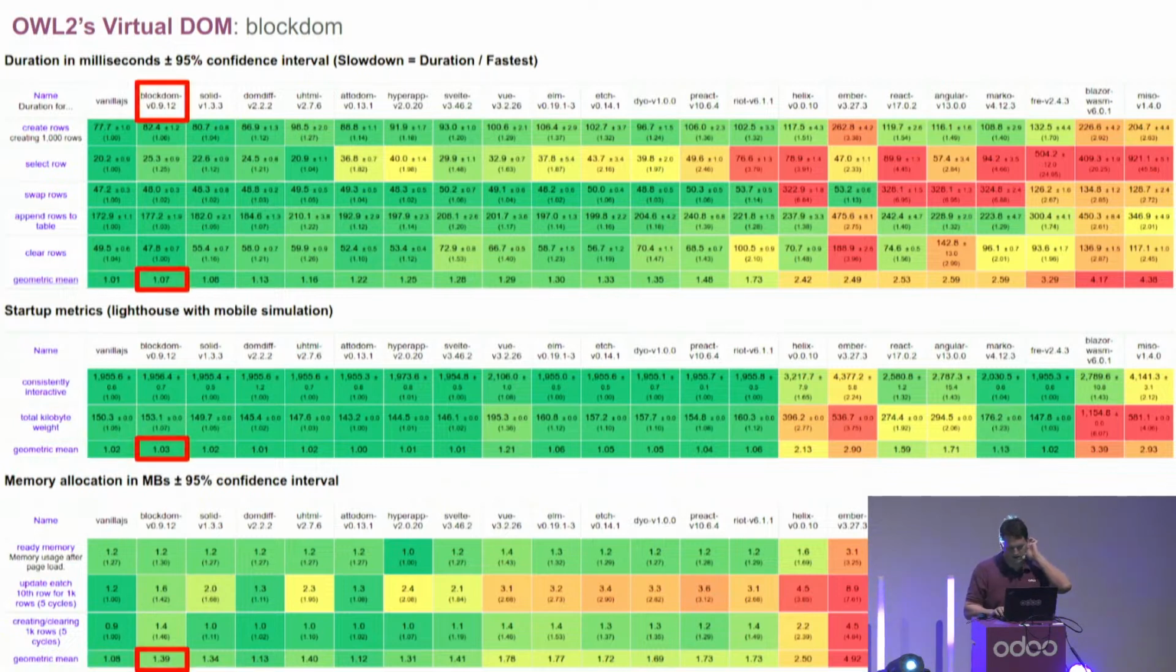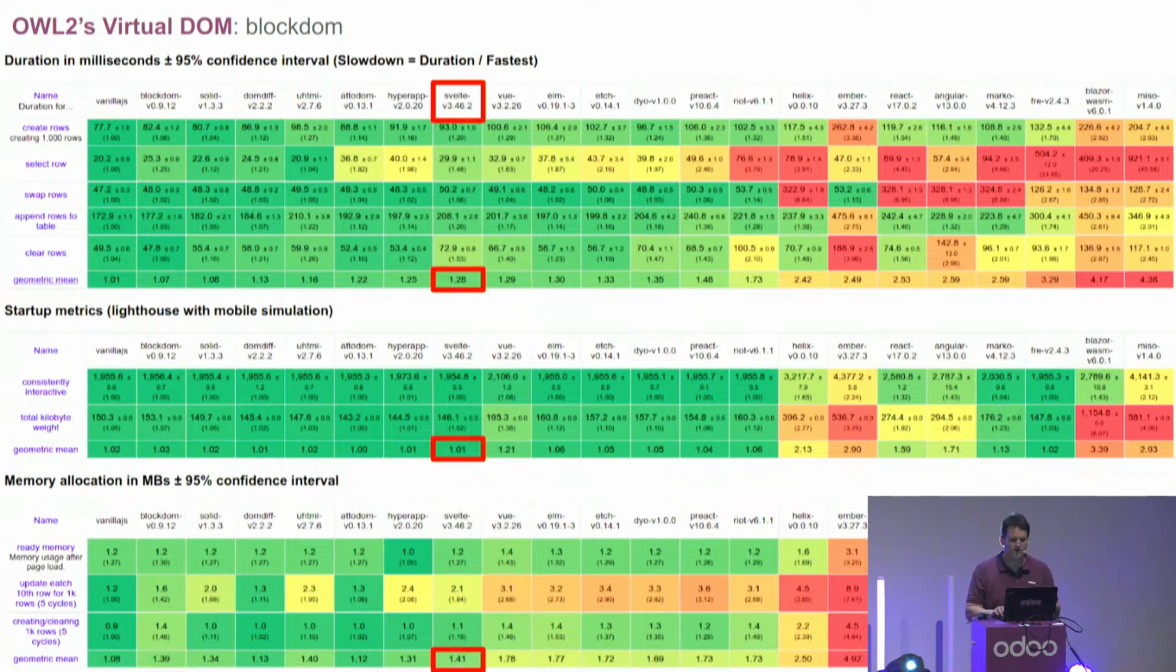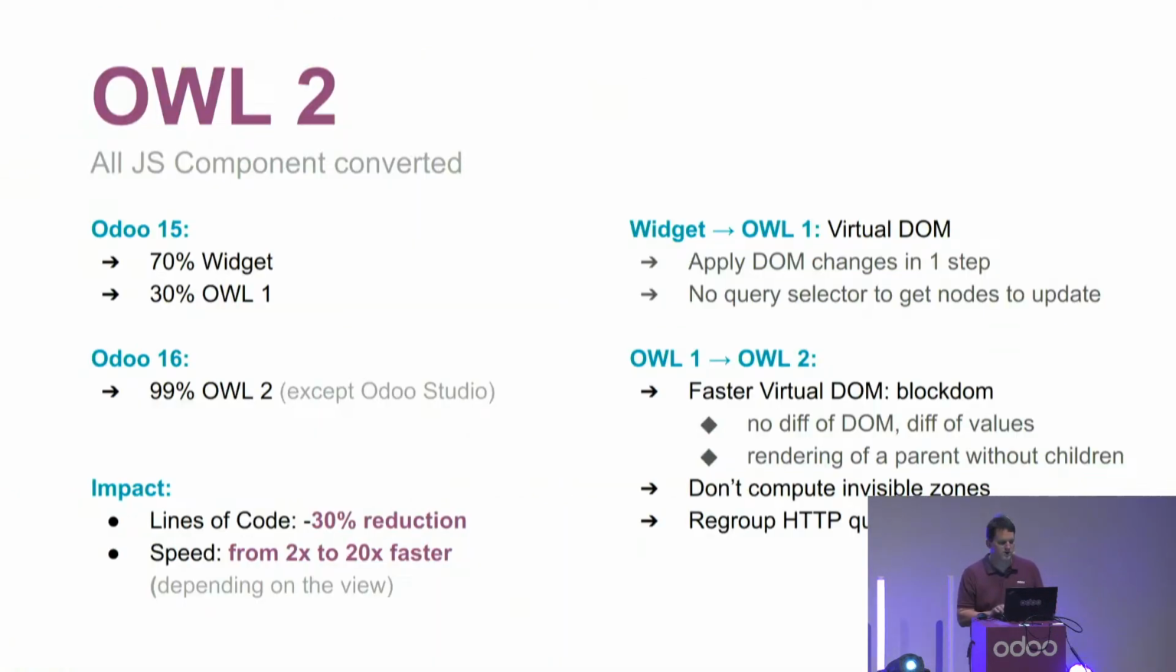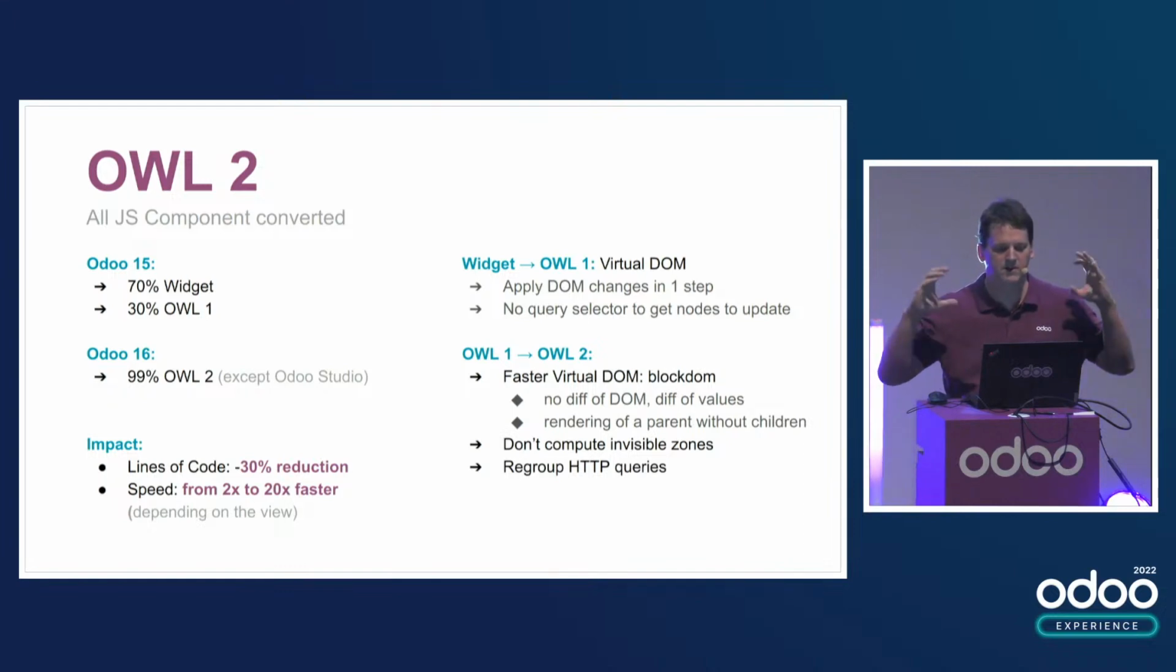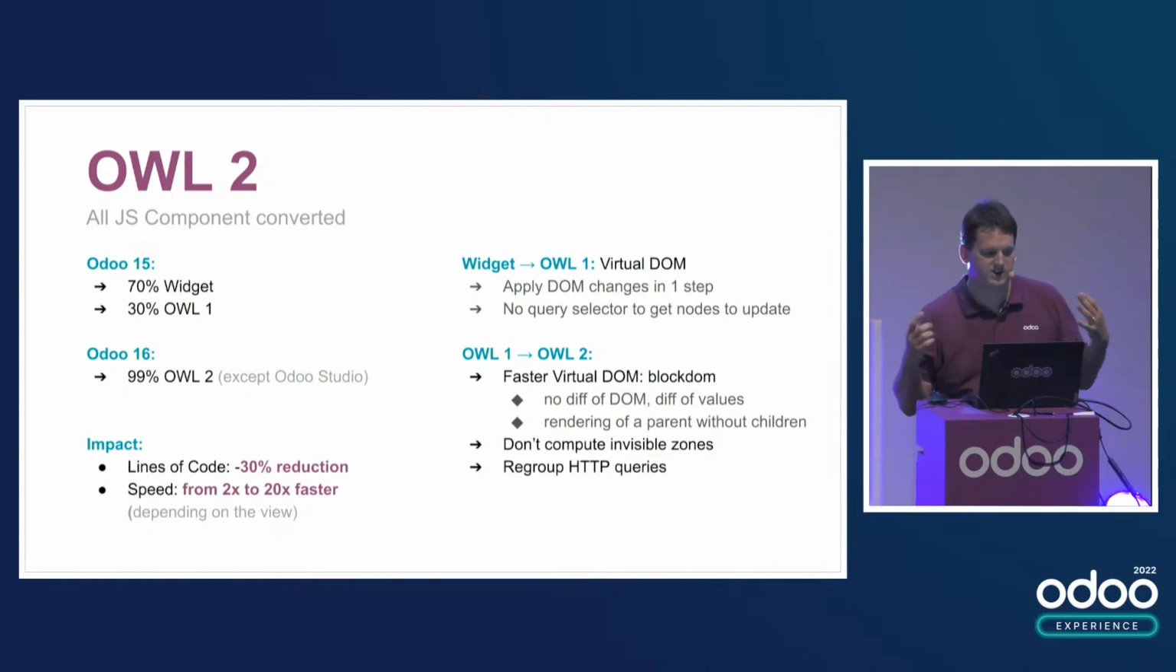So as you can see here, we are there, and the traditional frameworks, even Svelte, which is a good and new framework, performed 28% slower than what we did with Blockdom. So thanks to Jerry, we did an amazing job there. We have a very, very, very fast virtual DOM library. And then on top of that, we built the new version of OWL, which is OWL 2.